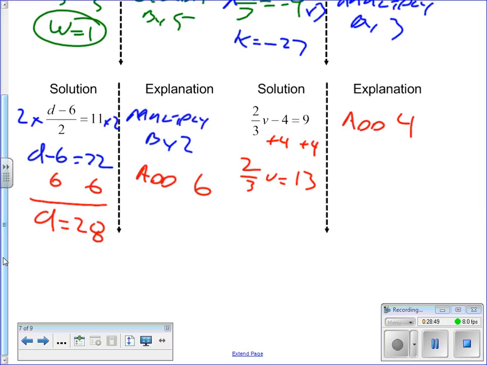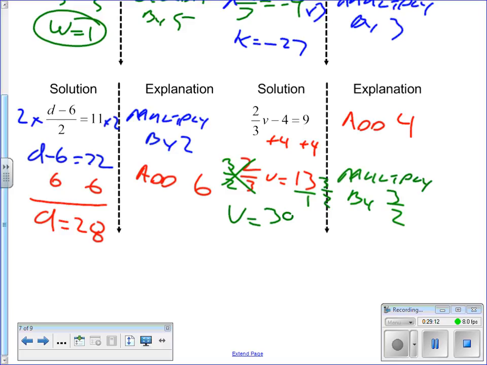And then I multiply by 3 over 2, the reciprocal. Three over 2, those cancel. V equals 13 over 1, 13 times 3 is 39 over 2. I do believe that's correct. Is that what you guys got? 39 over 2?